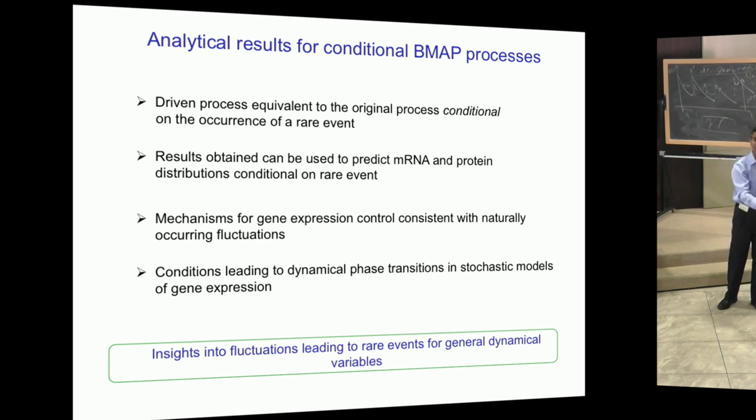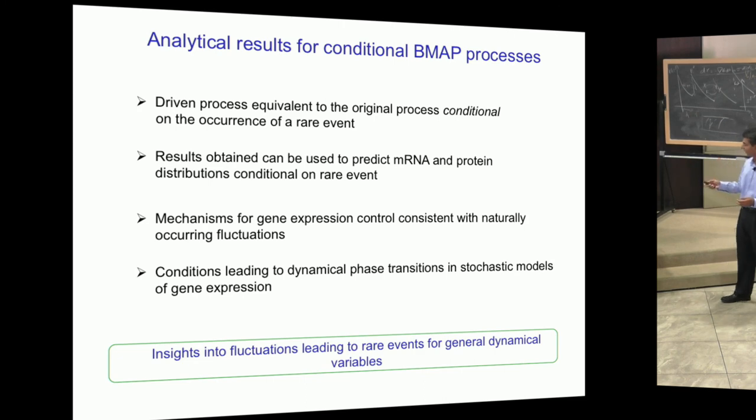So you have a population of cells, but I'm only interested in those cells which are expressing proteins at a much lower rate. I don't care about the rest of the population. I want to sample from this limited population. How can I do that? Using this framework, you can derive another Markovian process, which has the same statistics as the original process conditioned on the rare event.